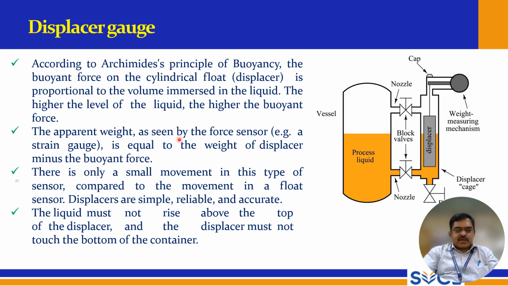The apparent weight as seen by the force sensor strain gauge is equal to the weight of the displacer minus the buoyant force. There is only a small movement in this type of sensor compared to the movement of the float sensor. Displacers are simple, reliable, and accurate. The liquid must not rise above the top of the displacer, and the displacer must not touch the bottom of the container. These are the constraints that are always there when we are using a displacer. So using the buoyancy principle, it works.